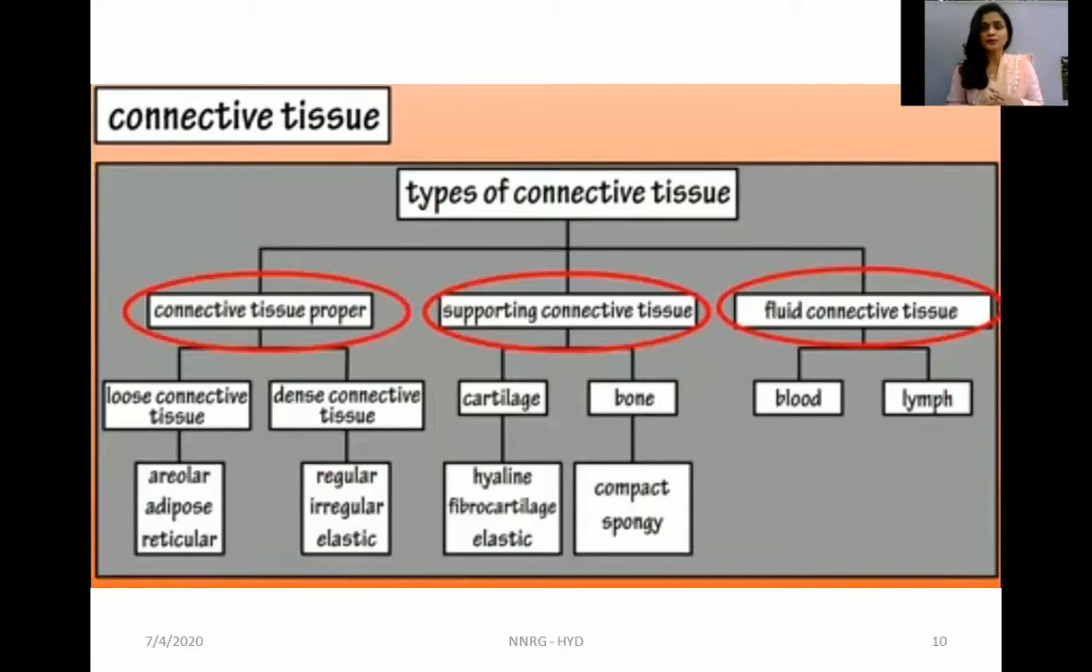Coming to the types of connective tissues, they are classified as connective tissue proper, supporting connective tissue, and fluid connective tissue.